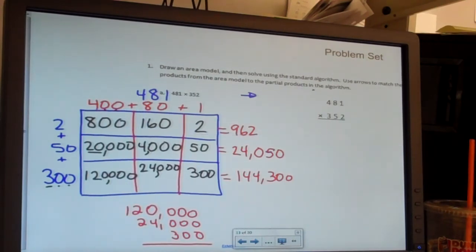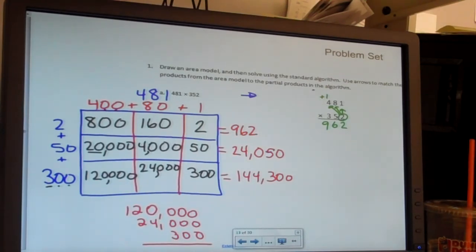Who wants to walk me through the first part of the standard algorithm? Carson, go ahead. Okay, so 2 times 1 is 2. 2 times 8 is 16. What am I going to do with the 1 and the 6? Put the 6 under the 5, and carry the 1. And what do we multiply next? 2 times 4, which is 8, plus 1 gives us 9. Perfect. So we get 962.